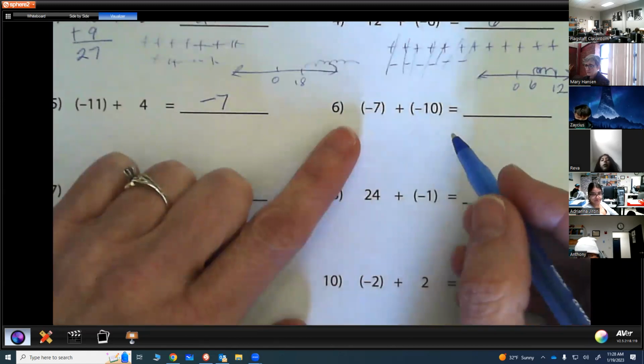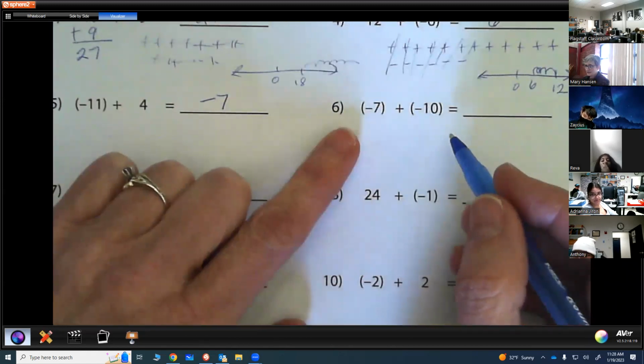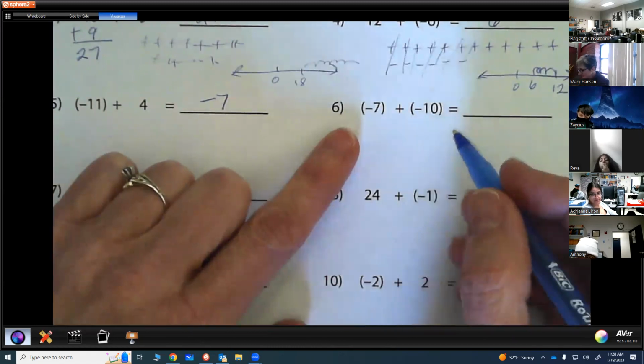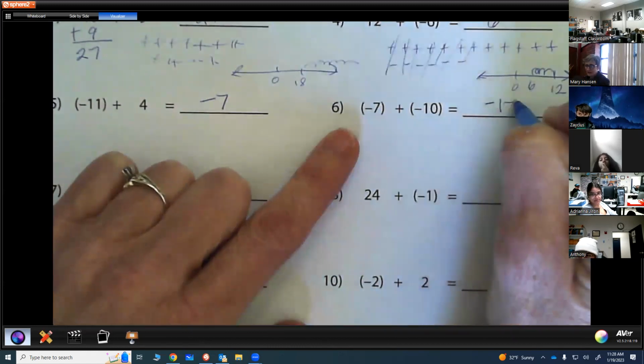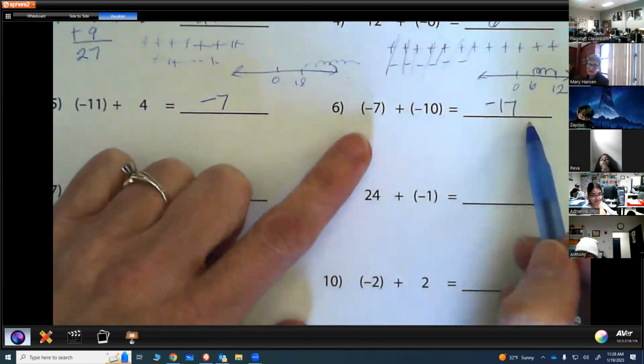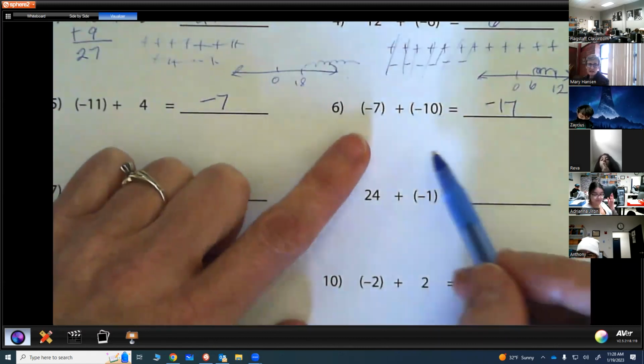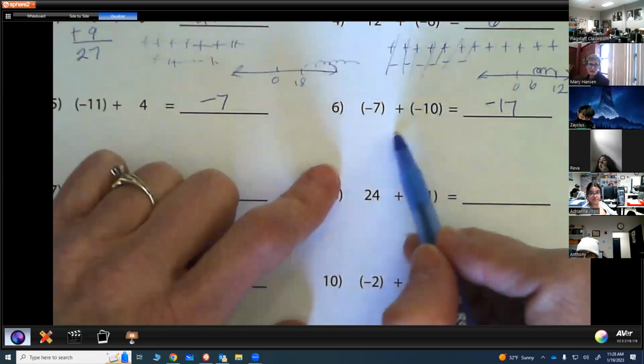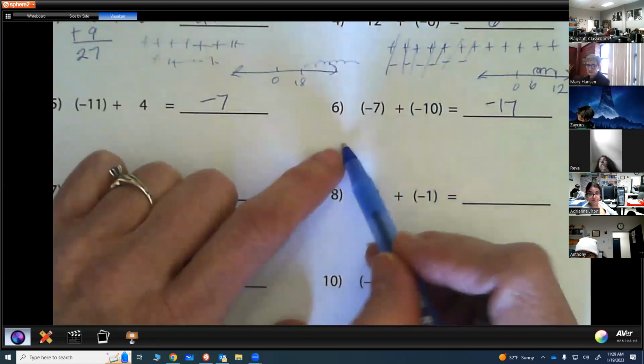I have negatives and more negatives. -17. Yep. I have 7 negatives and then 10 more negatives. I have a whole bunch of negatives. Or I'm starting at a negative number and I'm moving farther to the left, so I'm going to be more negative than I started.